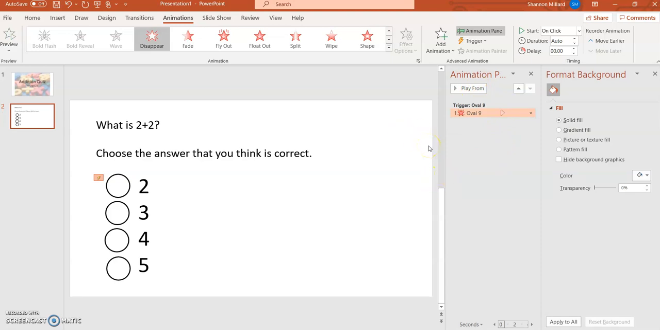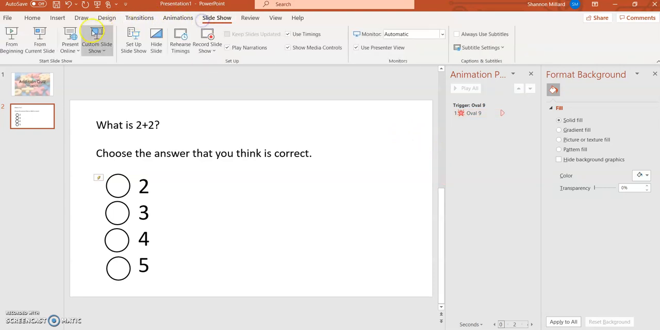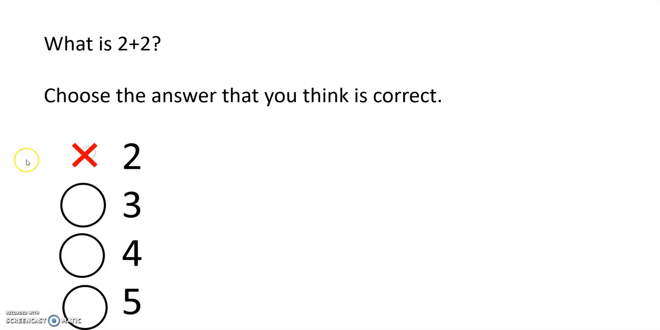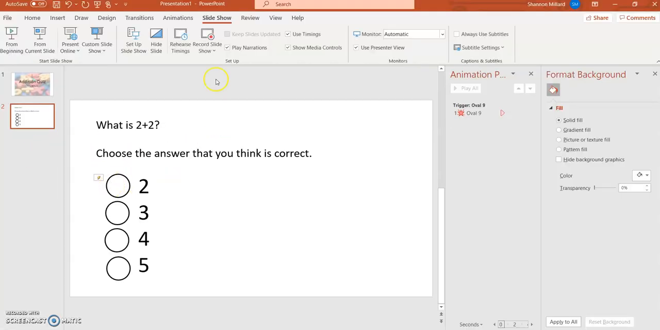And let's just preview before we go any further because we want to make sure that this is going to work. So if we go into slideshow and we want to play from current slide, and let's click, and then there we go. We can see the X right below. So that's going to work.